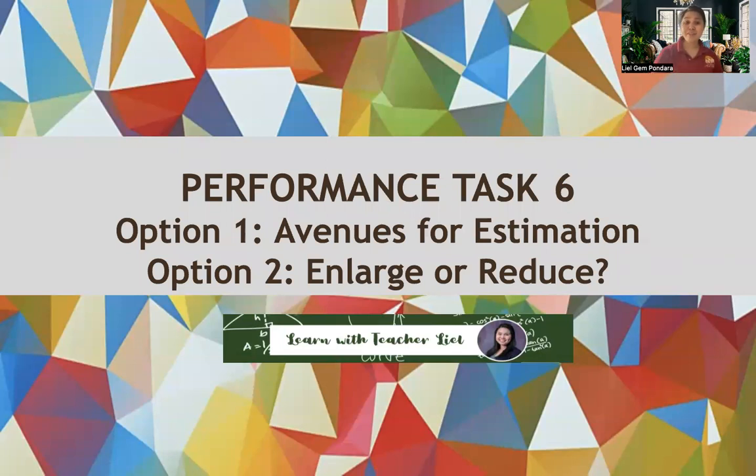and it's up to you which performance task to choose. Option 1 on avenues for estimation, or option 2 on enlarging or reducing an object. Anyways, both have the same number of points. That's 30 points in all.